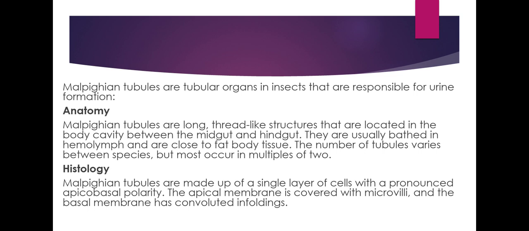Histology: the Malpighian tubules are made up of a single layer of cells with a pronounced apicobasal polarity. The apical membrane is covered with microvilli and the basal membrane has convoluted infoldings.